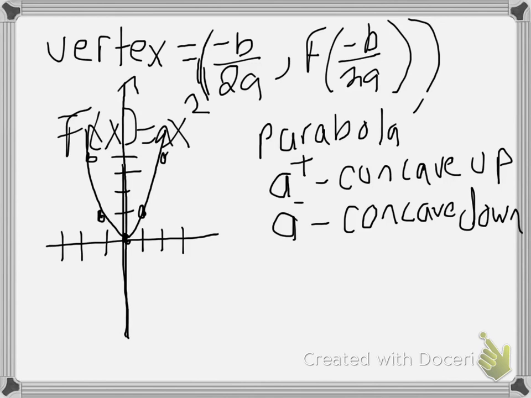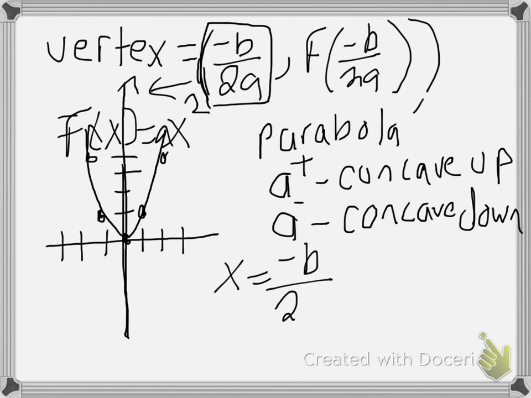The axis of symmetry is the vertical line that divides a parabola into mirror images. The equation for the axis of symmetry is x equals negative b over 2a. Hey, doesn't that sound familiar? That's this right up here, right? So if you do negative b over 2a, you find the equation of the axis of symmetry. So x equals the opposite of b over 2a.